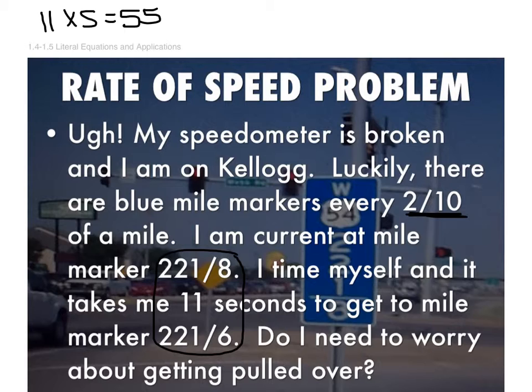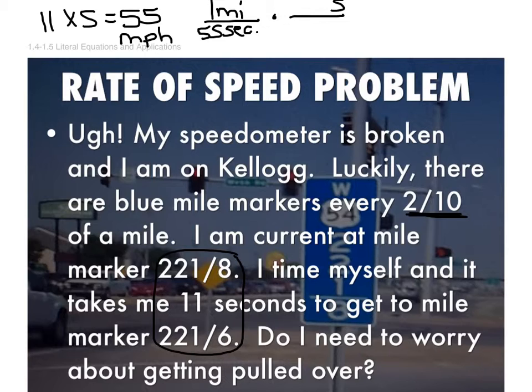If we remember, rate of speed on the highway is miles per hour. So that means miles goes on top, and the rate of speed goes on the bottom. So right now I have 55 seconds. I don't know about you, but my car usually says miles per hour, not miles per second. So I need to change this to hours.